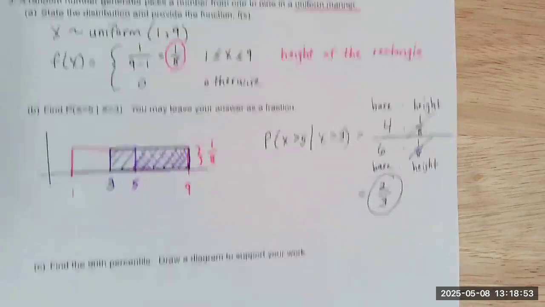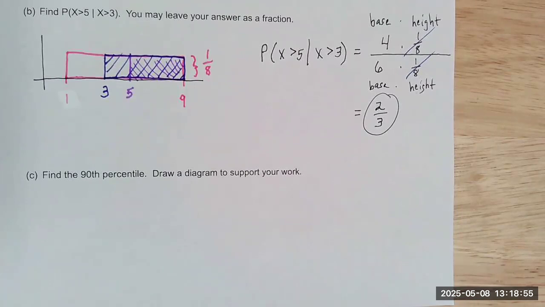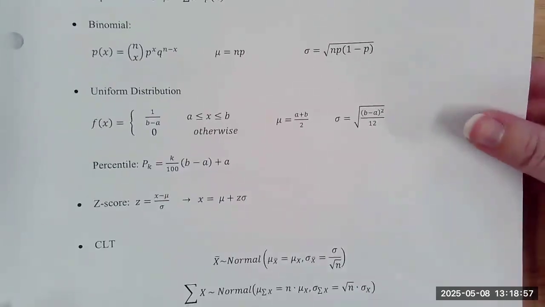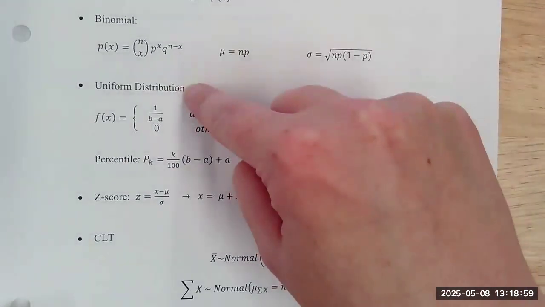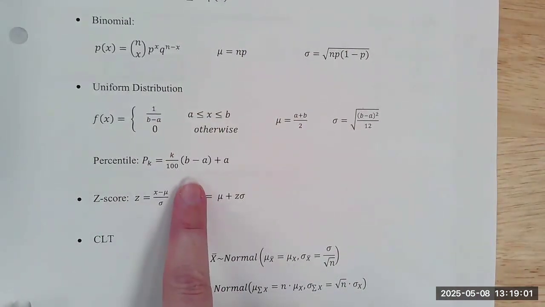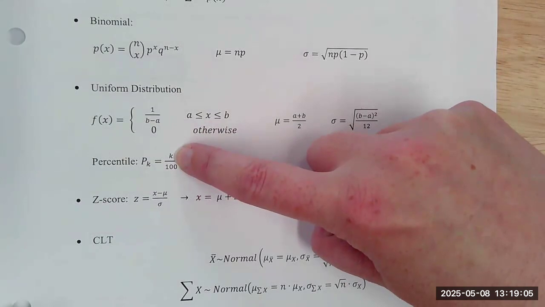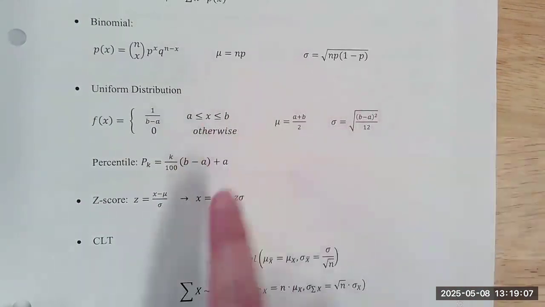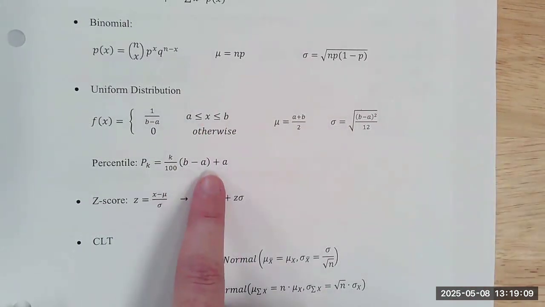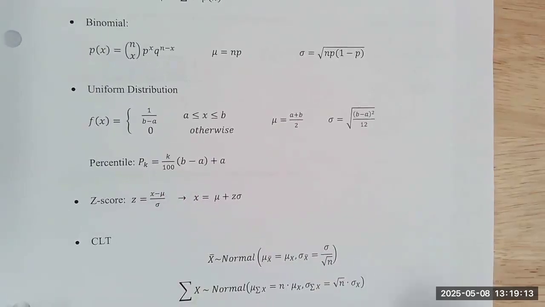90th percentile. Good news is, under her uniform distribution, she gives you a percentile formula, so you don't have to memorize this. You're going to put 90 where the K is. So 90/100 times, and then the bigger number minus the smaller number. So you're going to do 9 minus 1 plus 1.